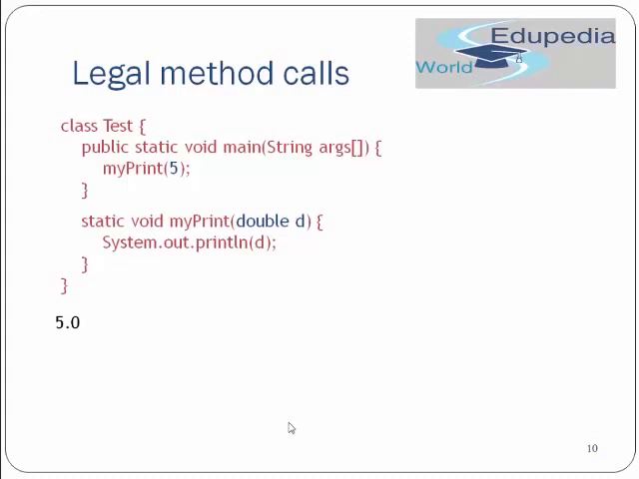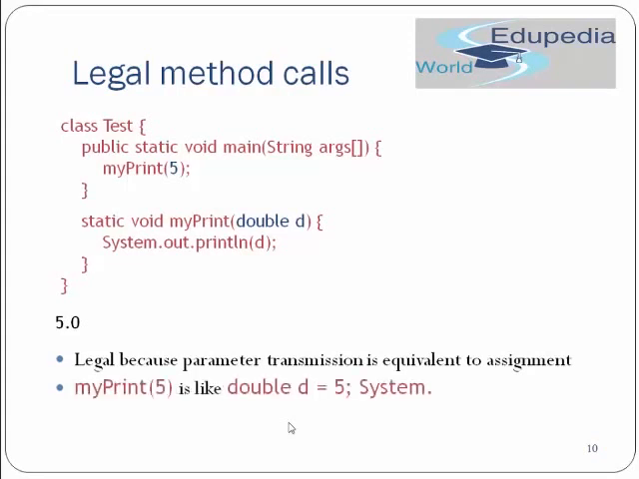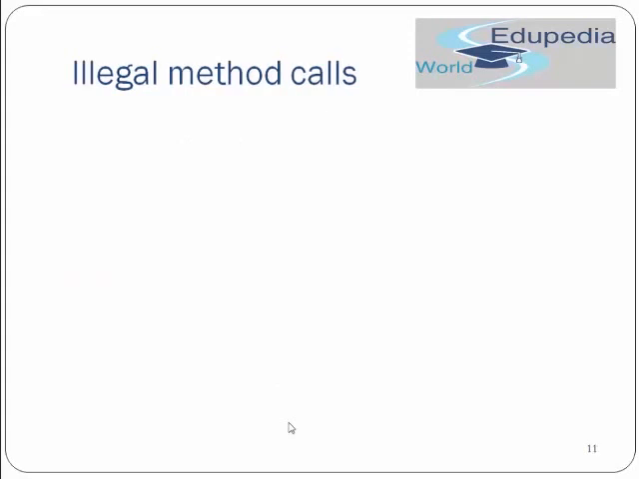Real method calls. This is one of our real method calls, where we have a myprint method, and the input it is taking is double d. Double can include int also. So when we pass integer 5, it's acceptable. Fine. It's real because parameter transmission is equivalent to assignment. So myprint 5 is like double d equals 5, which is fine.